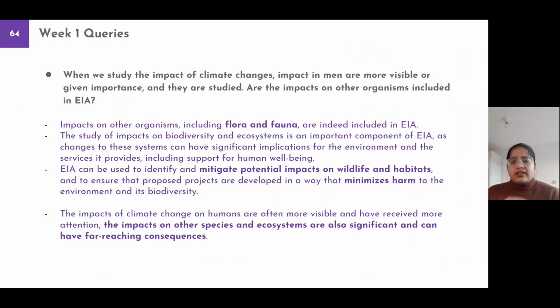We also have the swarms of locusts coming to destroy crops. That is another impact on other organisms. We also see wild animals coming out of the wild into cities and countries in search of food and other things, because their habitats are being destroyed. So these impacts are visible, and EIA does consider those impacts within it. Yeah.